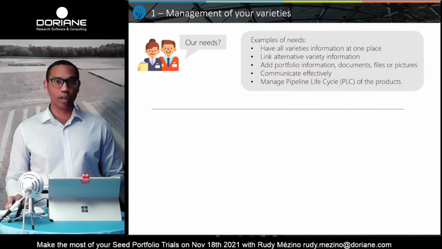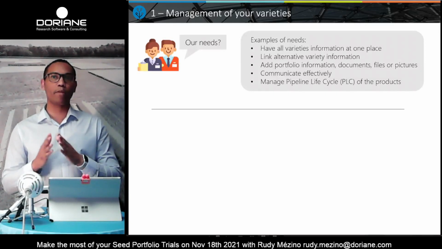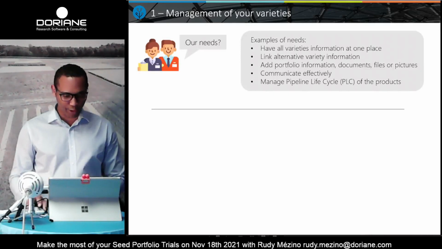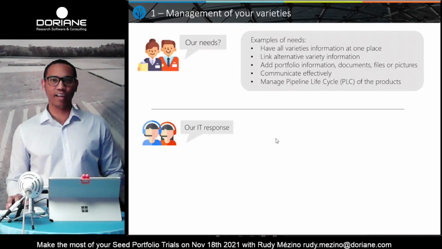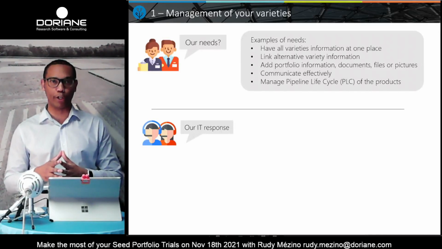So, how can an information system help product development teams address these needs? To answer this question, I'm going to take a few examples and concepts from our software suite called R&D Experience.